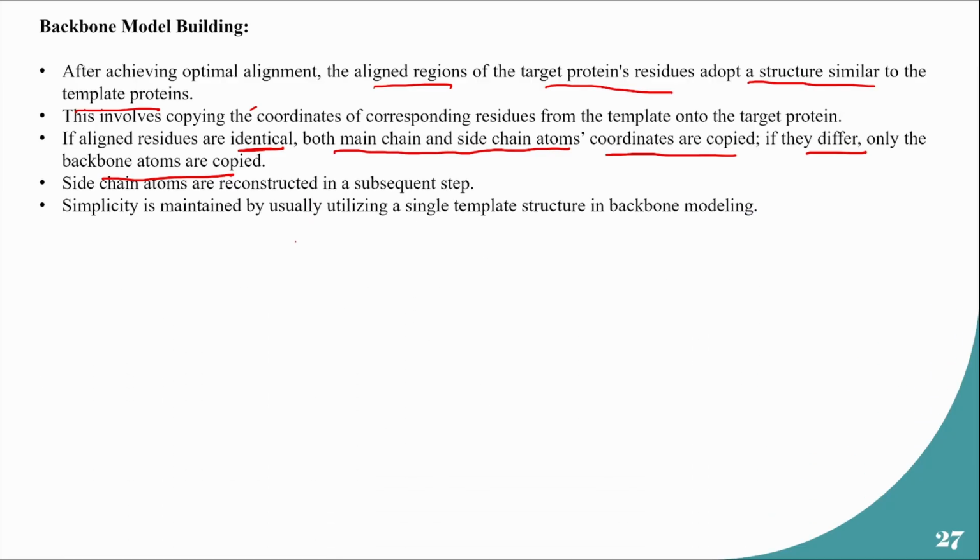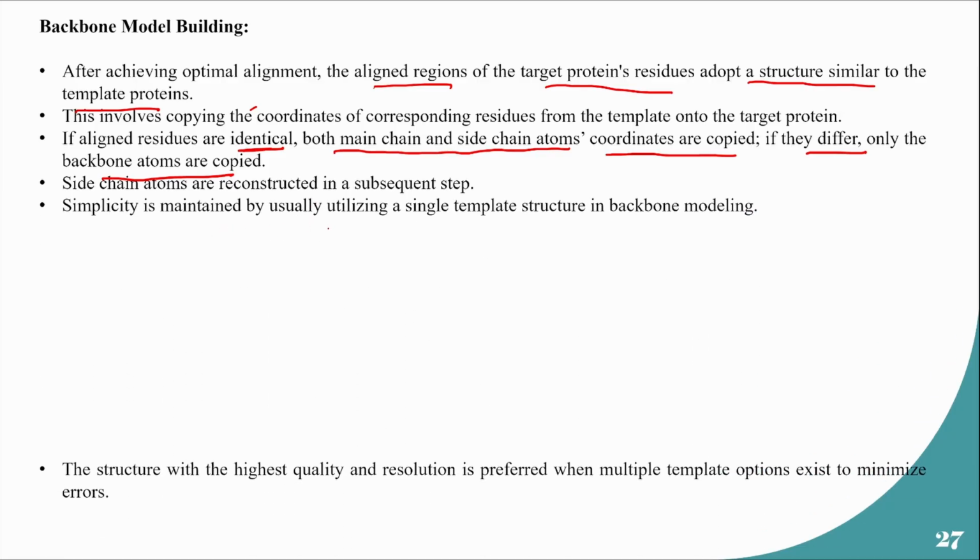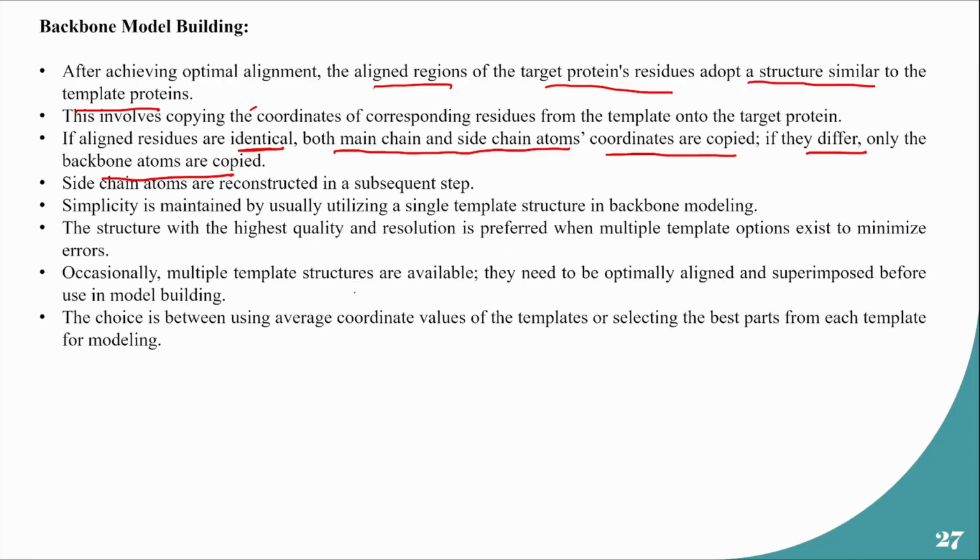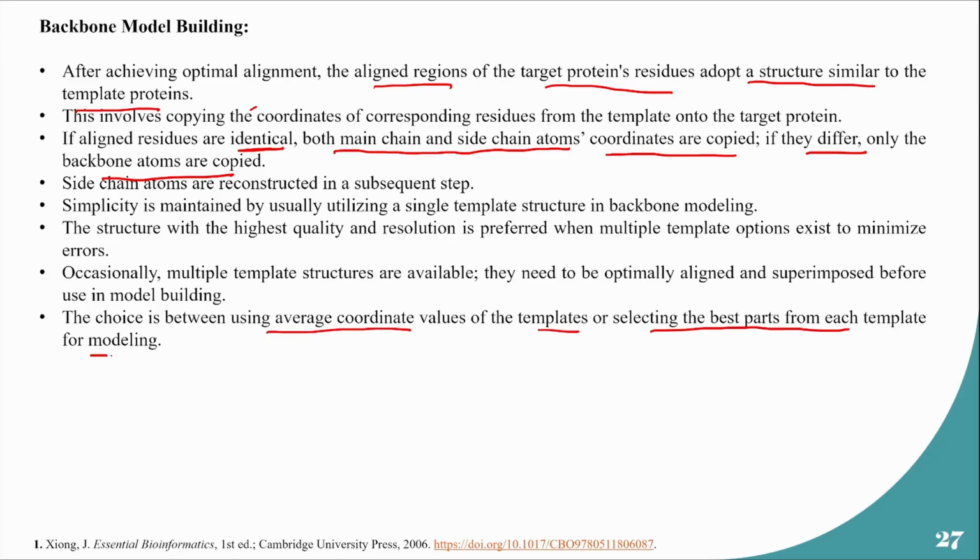So the side chain construction is coming after, and what it is saying is that it is talking about some template dependent concepts. And then the choice between using the average coordinate values of the templates or selecting the best parts from each template for modeling has to be made. So that could be analyzed on a case by case basis.